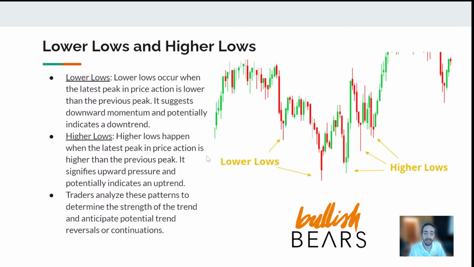So traders analyze these patterns to determine the strength of a trend and anticipate potential trend reversals or continuation. You see the market sort of got tight right here because we created higher lows, but we also created lower highs. So price got tight, almost like a triangle pattern, went up, down, and we kept chopping until we got a big pop to the upside.